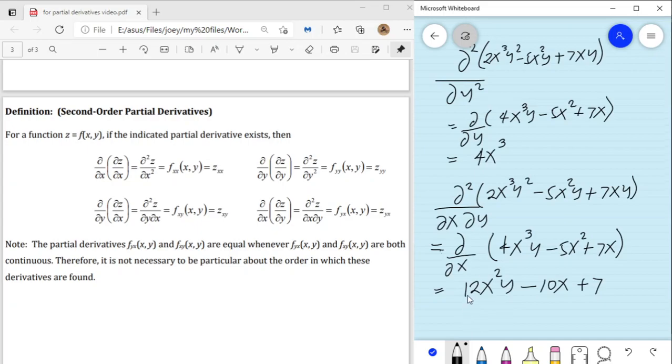Okay, so I hope that you now understand the concept of partial derivatives. You can now work on your learning guides and then work on your learning tasks later.